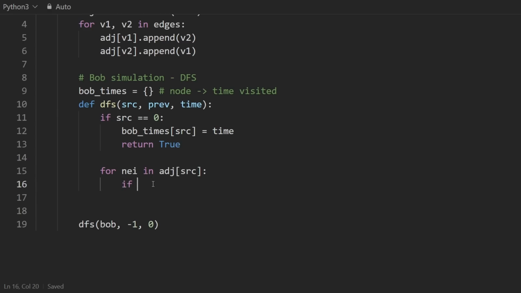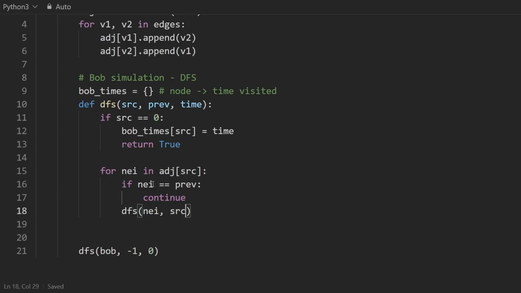And if this neighbor is the previous node, we definitely want to skip it, so we can just put a continue statement here. Otherwise, we do the recursive case. We call DFS on the neighbor, and we say, okay, the previous node was the current source node, and the time to reach that neighbor is going to be the current time plus 1.